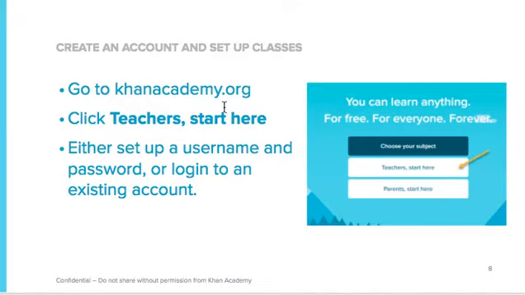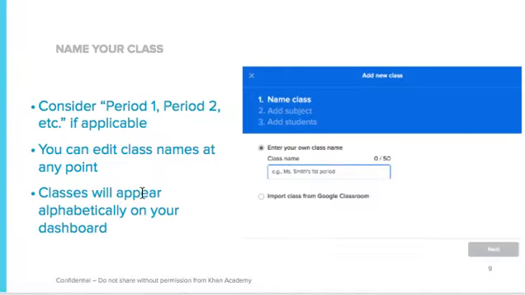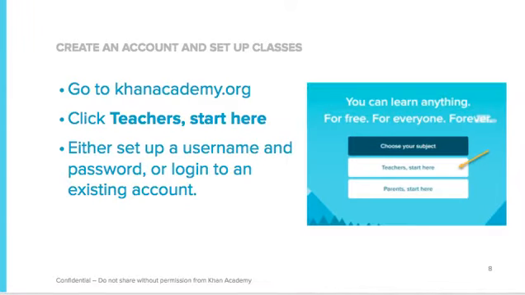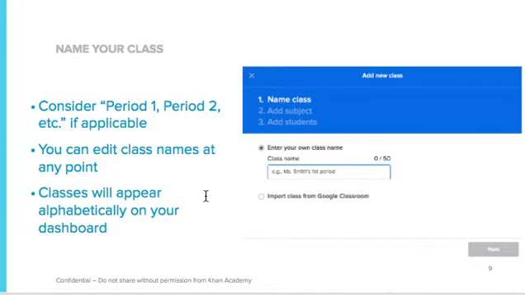So the first thing we're going to do to create an account is go to khanacademy.org, and it's going to say click here, teachers start here. You're either going to set up a password or log in with an existing account. When you name the class, I would consider naming it period 1 or period 2. You can edit class names at a later point, and classes will appear in alphabetical order.